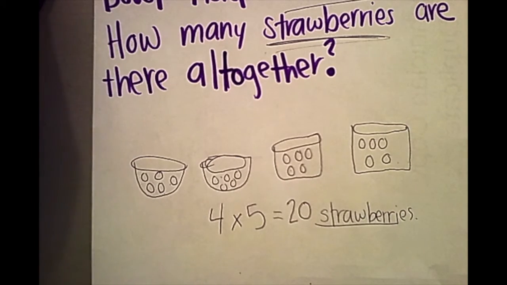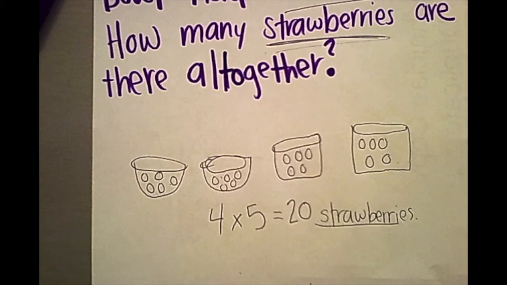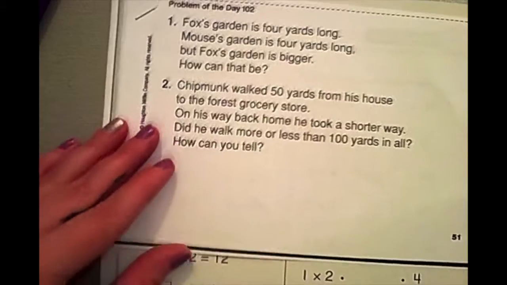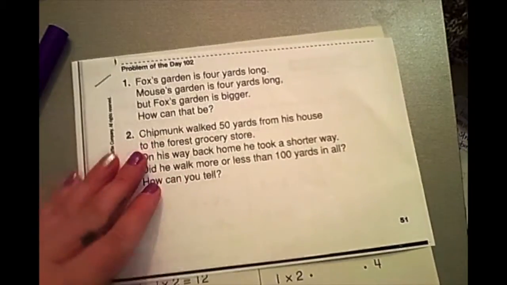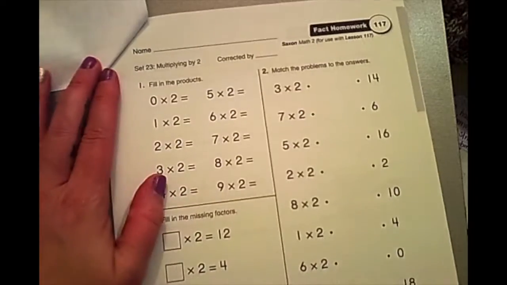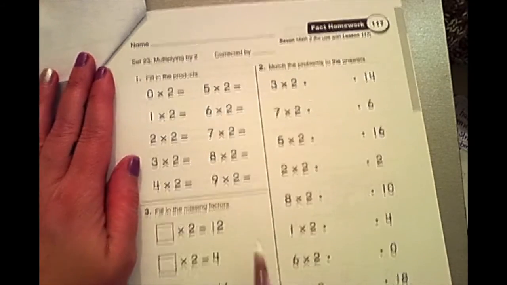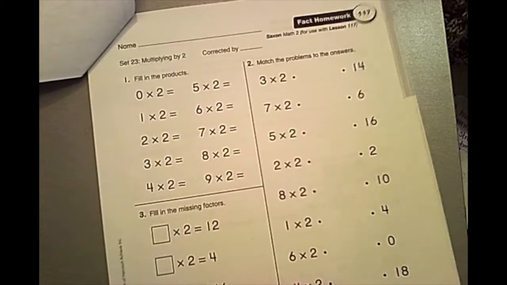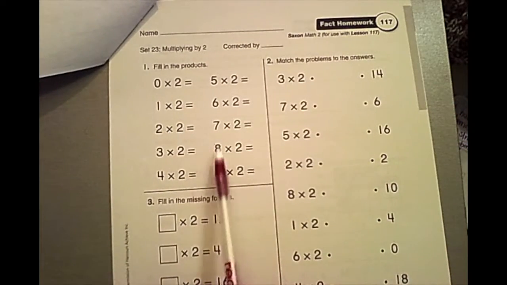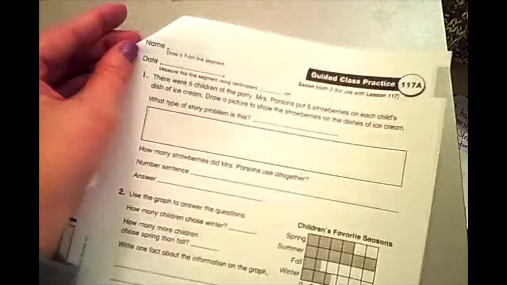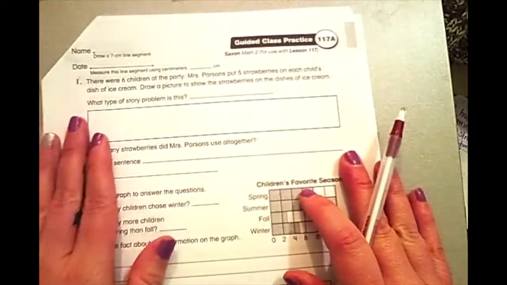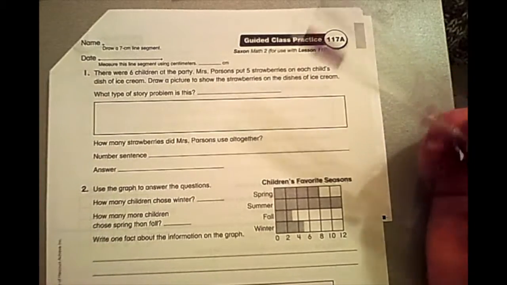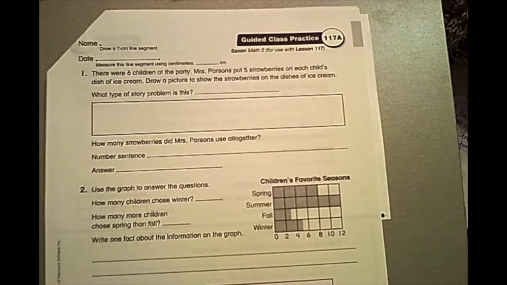Okay, so what I want you to do is grab now your lesson 117, and we are going to go over this. So there's your problem of the day. Here we're going to practice our multiplication of twos, and so you're going to do 1, 2, and 3. My suggestion is to do this one first, and this will help you with this one, and then the matching. And it's only one-sided, so you guys will be very excited.